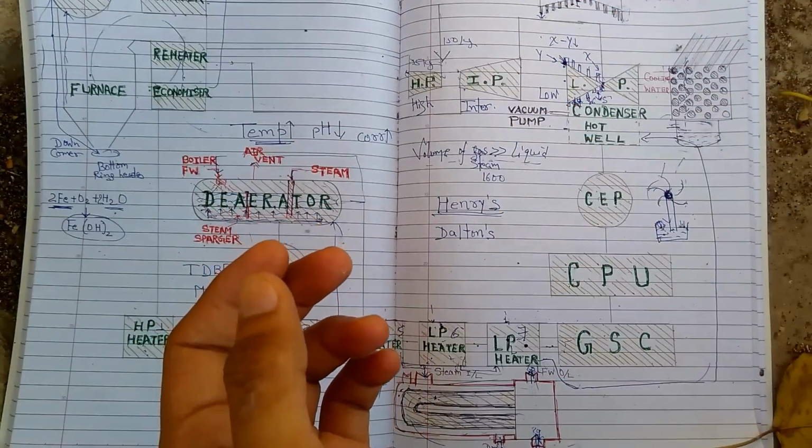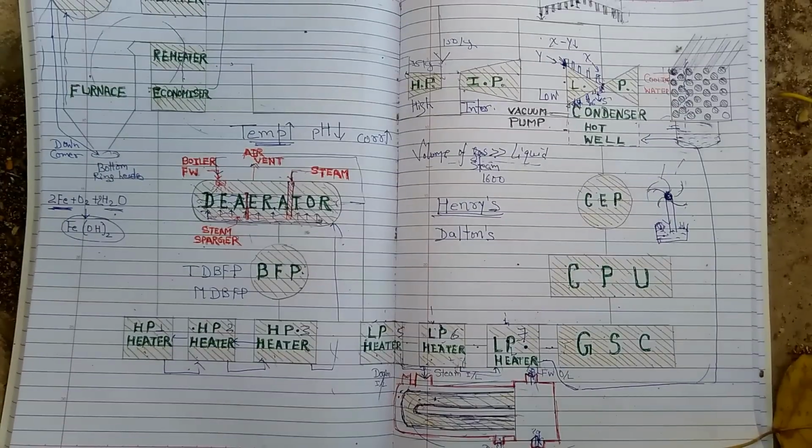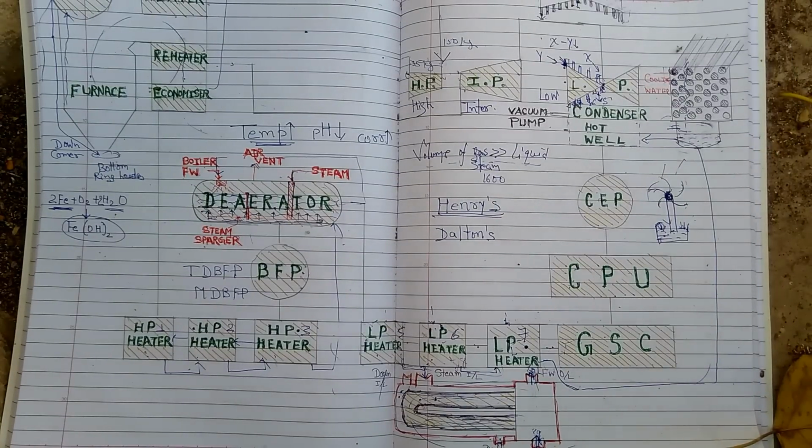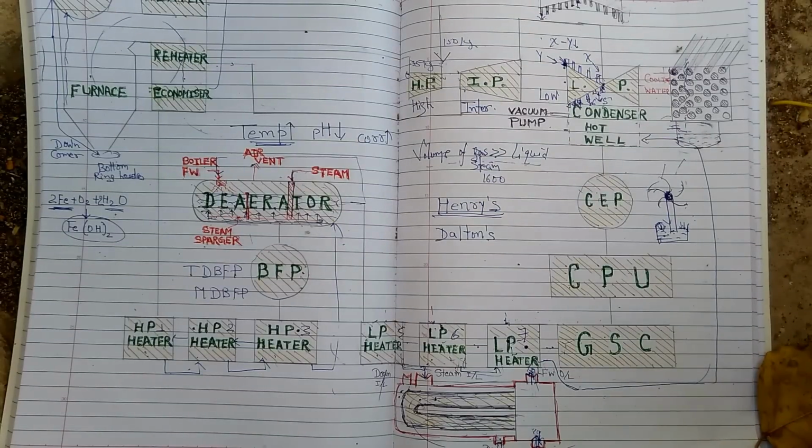In this video we'll be discussing the basic cycle of a thermal power plant. The cycle is called the steam and feedwater cycle, and it is the single most important cycle of the power plant. You need to understand this cycle if you want to understand a plant.